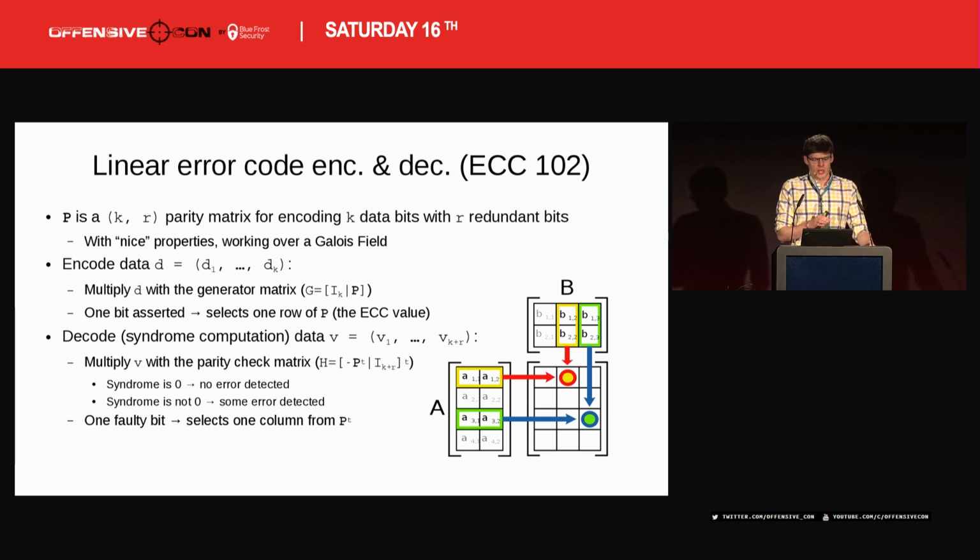Now we can view this parity matrix a bit differently. If you have one bit asserted in the data that you want to write, you're going to select just one row of the parity matrix. Vice versa, if you have one error in the data that you just retrieved, you're going to select a row from the same parity matrix. So in other words, the syndrome, so the error that you are going to observe, and the ECC part are really tied together through this parity matrix.